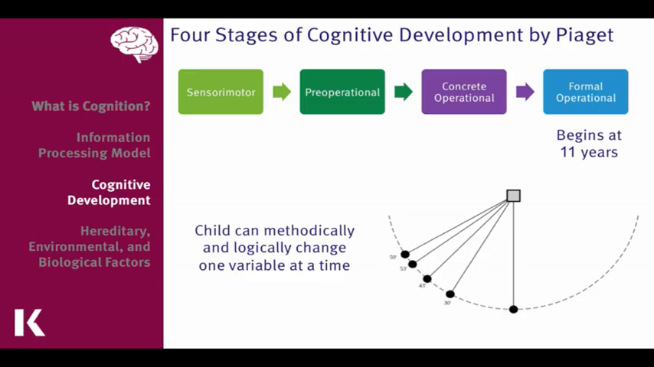Children in the previous stage, the concrete operational stage, would just manipulate the variables at random, and they would even distort the data to fit their preconceived notion of what is true.